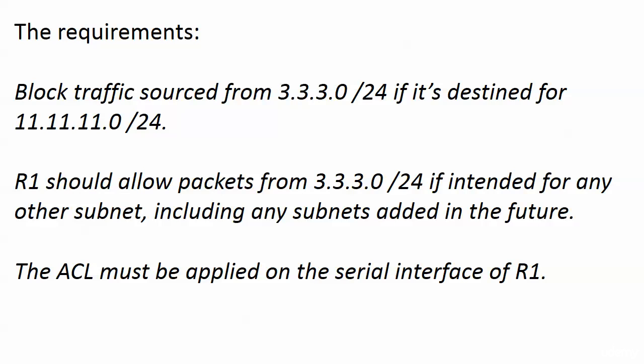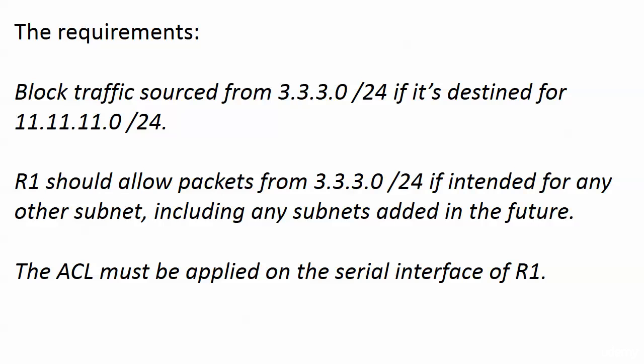And here they are. First off, we want to block traffic sourced from 3.3.3.0/24 if it's destined for the all 11's subnet. Now, router 1 should allow packets from 3.3.3.0 if they're intended for any other subnet, including subnets we might add in the future. We're also told the ACL has to be applied on the serial interface of router 1.